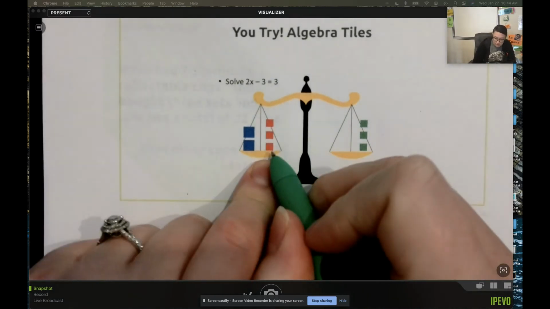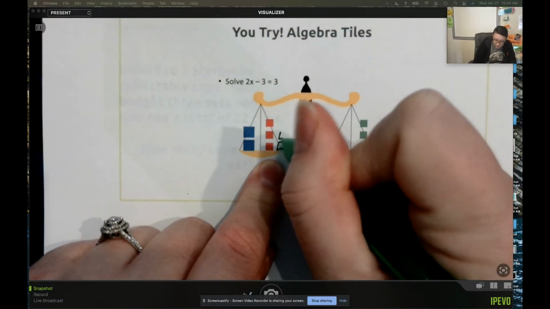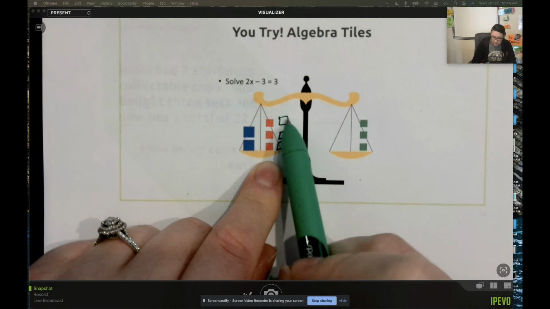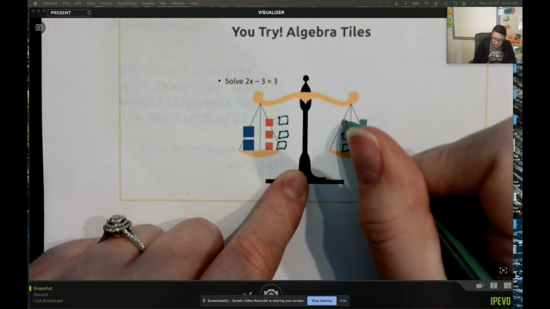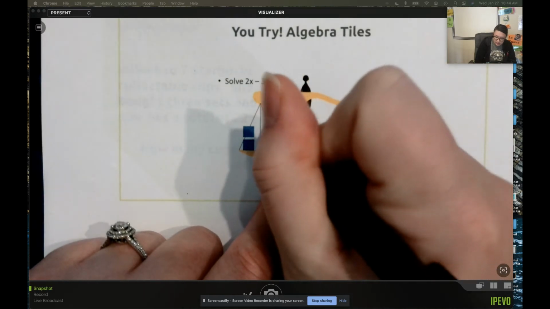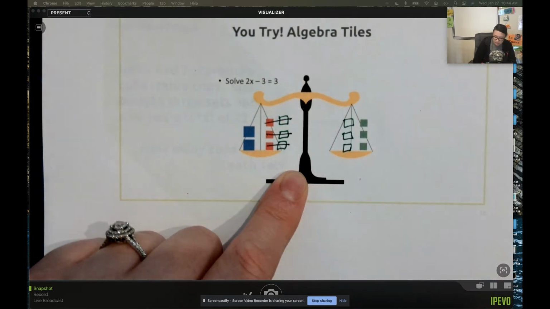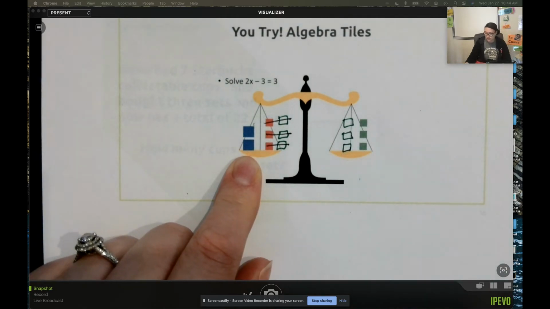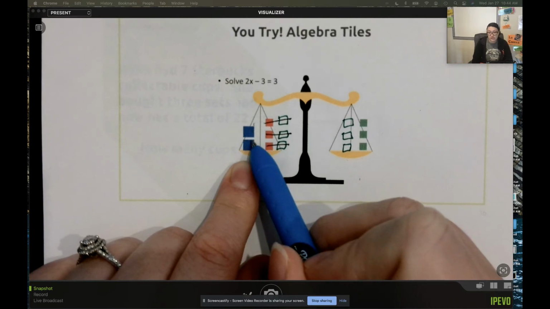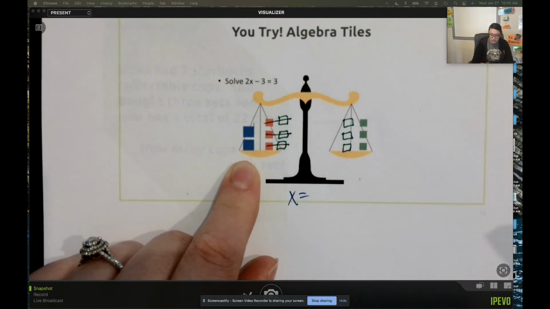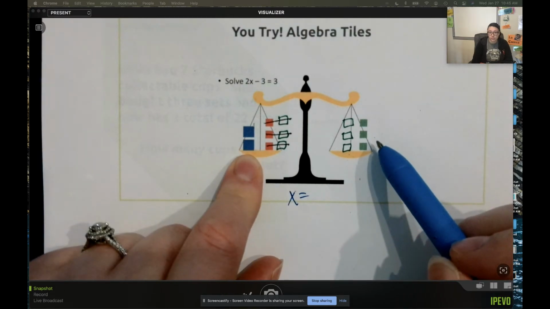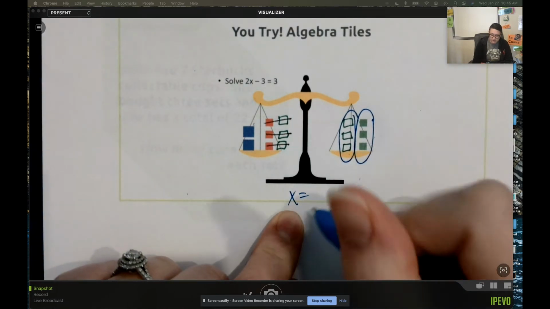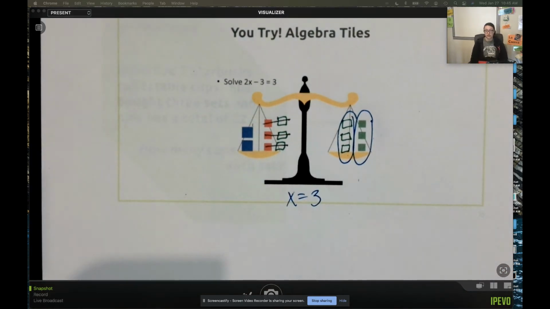All right, so to make 0 pairs, I need to add 3 positives to this side so I can get the variables alone. And if I add 3 here, I have to add 3 here too. These make 0 pairs. They eliminate each other. So all I'm left with here is 2, and over here I have 6. Again, because I have 2 x's, I want to know what just 1 x equals. So I need to put these into 2 groups. My groups have to be equal. And I see here that x is equal to 3 because there's 3 blocks in each one of my groups.